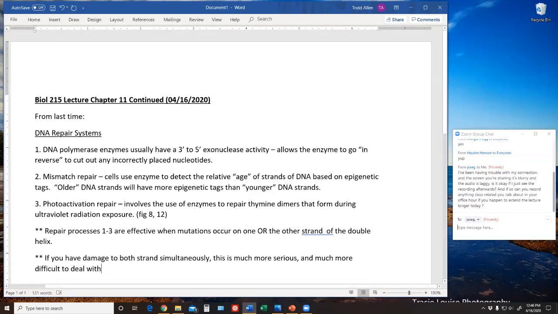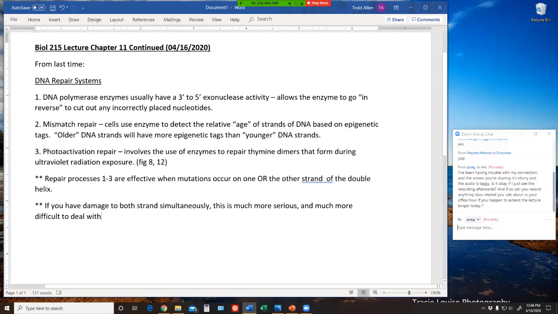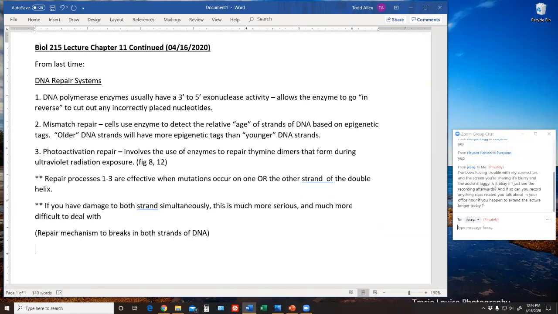The fact of the matter is that if you have a double-stranded break in the DNA, if both sides of your ladder have been severed for some reason, that can seriously lead to death of the cell. Many cells die because of that very reason. But I'm going to show you two processes that cells can use to sometimes rescue themselves from these horrible damage events. So let's continue, and I'll preface this by saying: repair mechanisms for breaks in both strands of DNA, number 4.